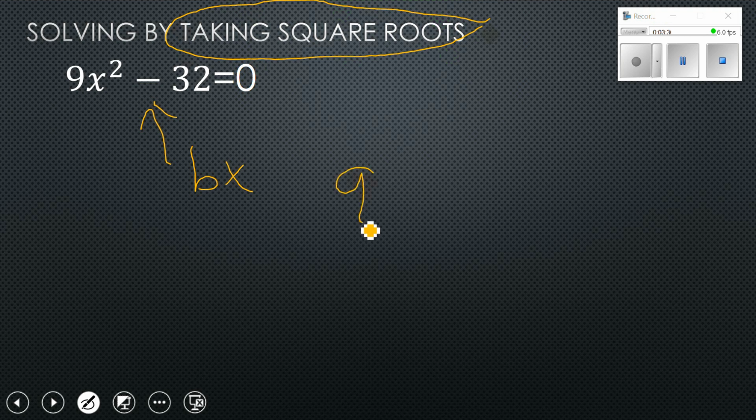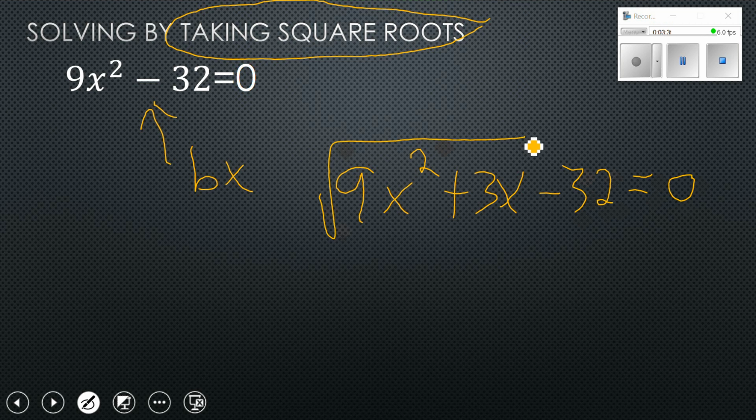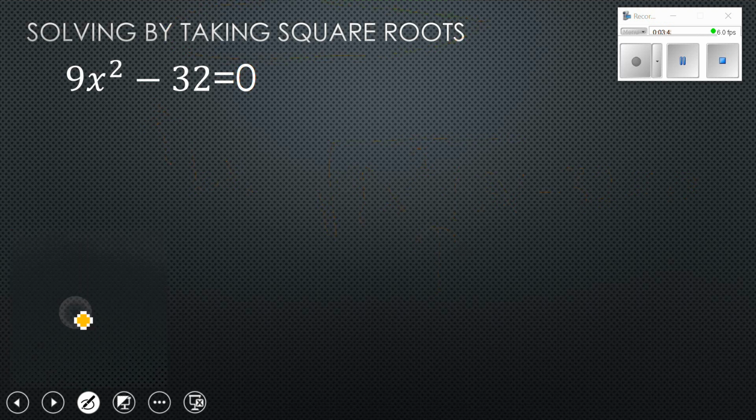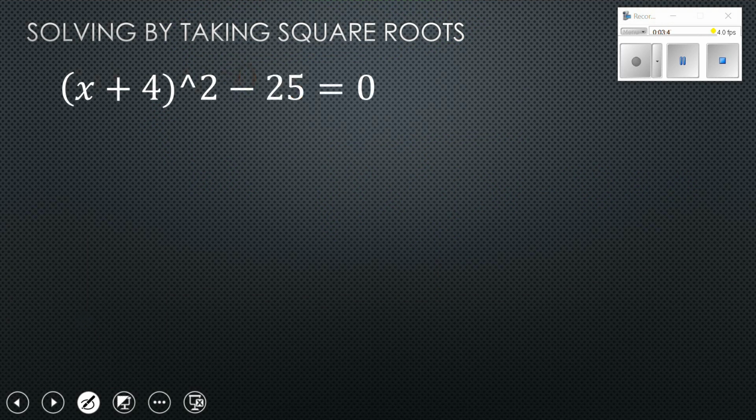So let me just kind of illustrate that real quick. So if there were an x there, and I were to add my 32 over here, when I go to square root this side, notice this does not simplify. So just on a note here, taking square roots only works when we don't have a bx term, or when we have it formed like this, where we have a parenthesis squared and just a number over here. Because certainly we will get a bx term out of this when we go to multiply this.